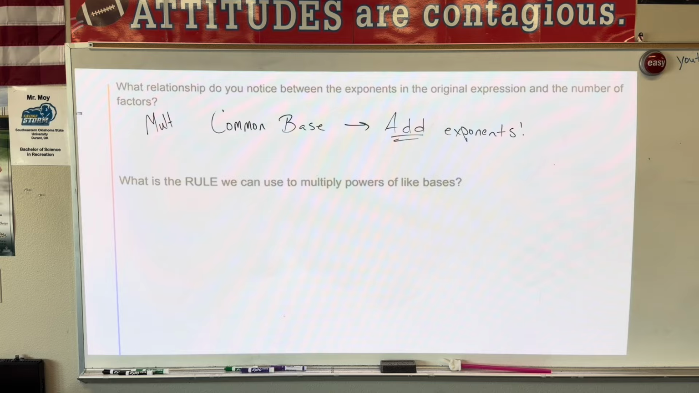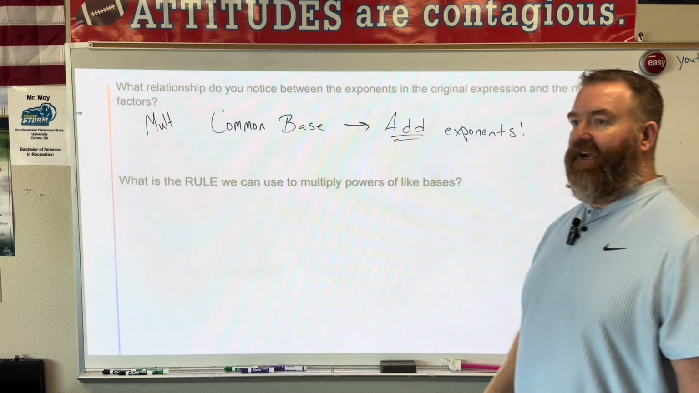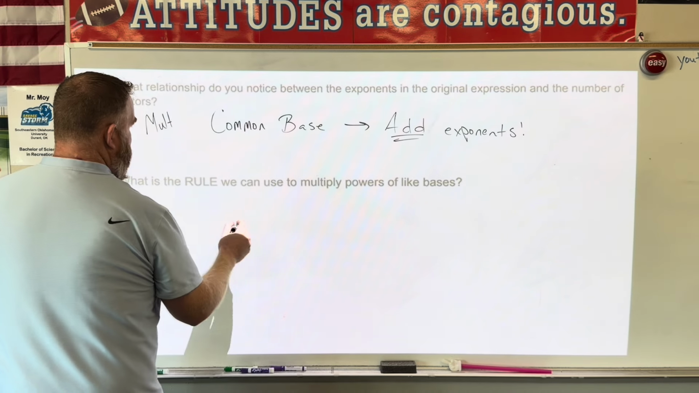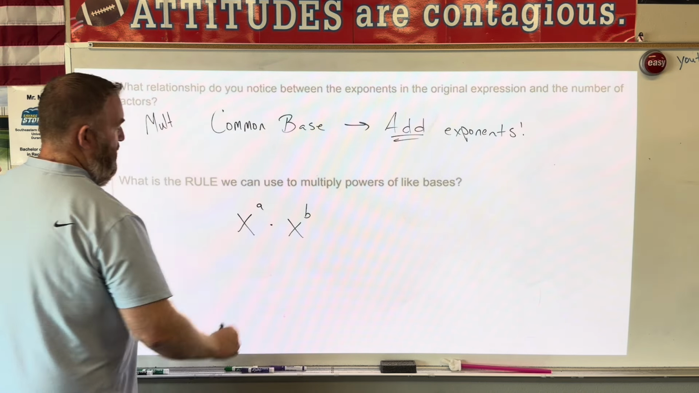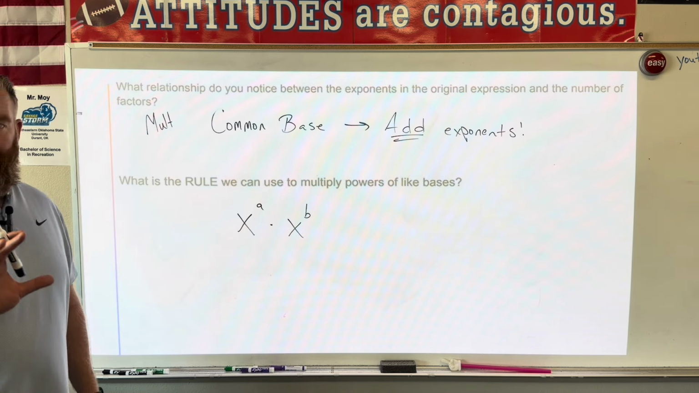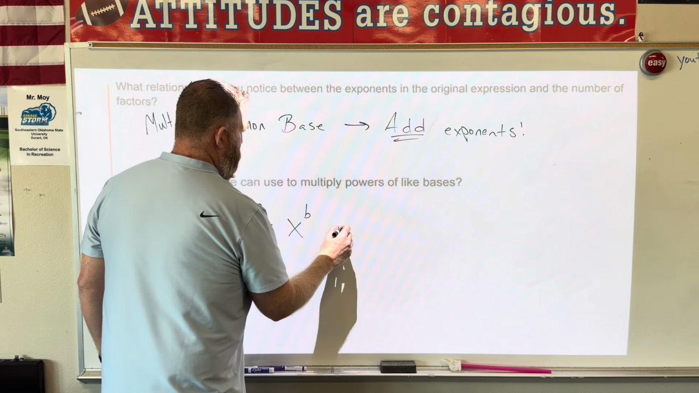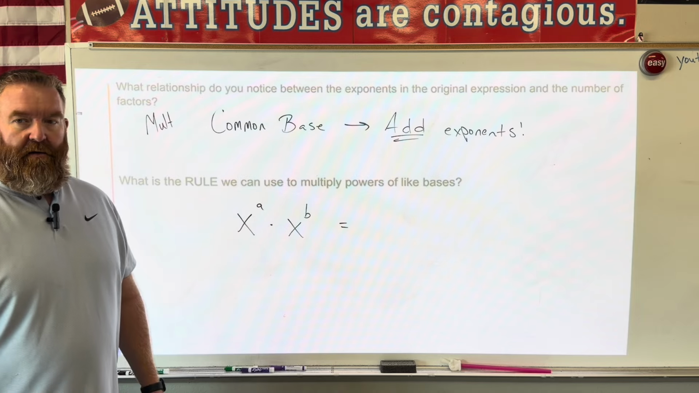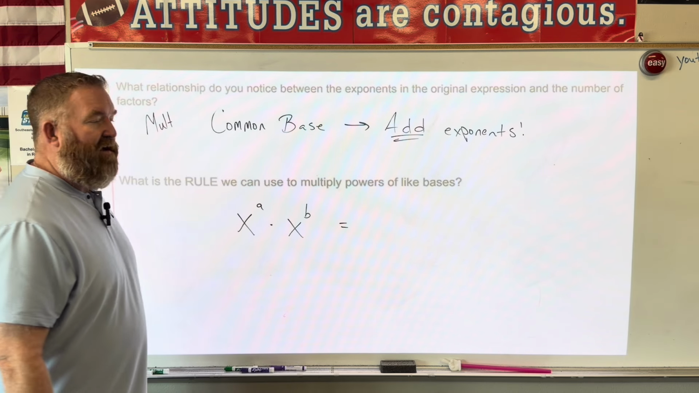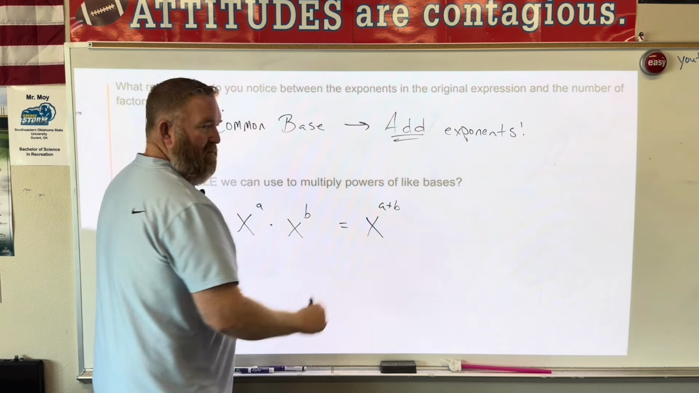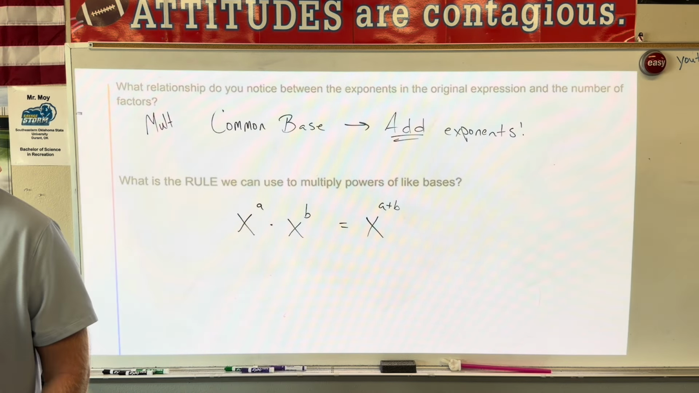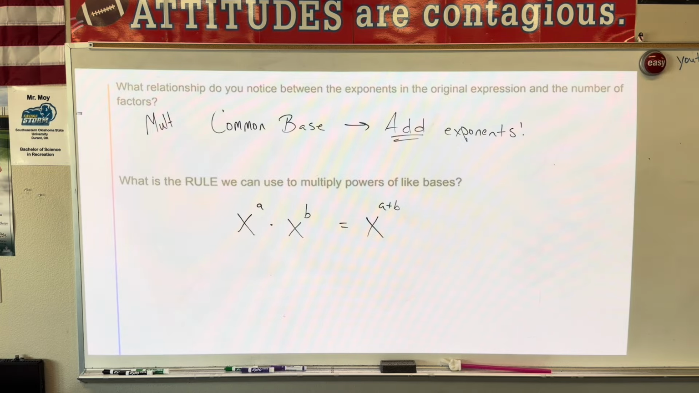Add the exponents together. Your official Algebra 1 rule is written like this: X to the A times X to the B. Common base, right? This is the official rule, by the way. What's my base? What's the matching base? X. What are my 2 exponents? I would just add them together, A plus B. That's the official rule for Algebra 1 for the exponents. Everybody good? Are we good on the front?